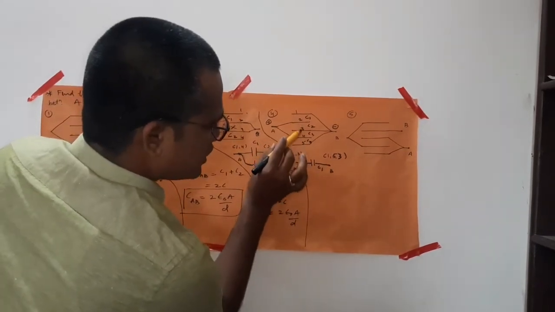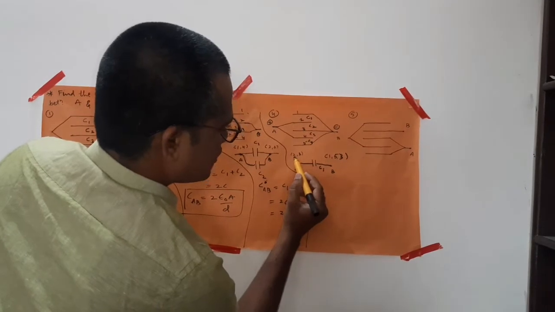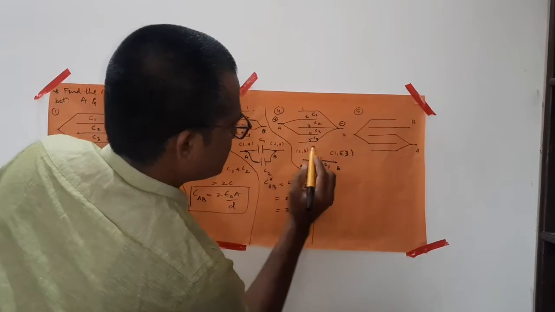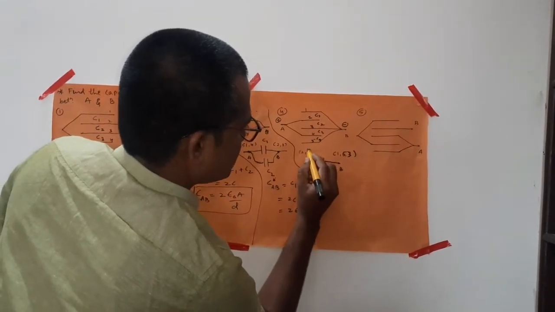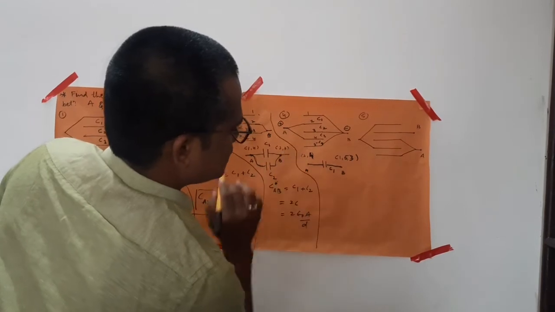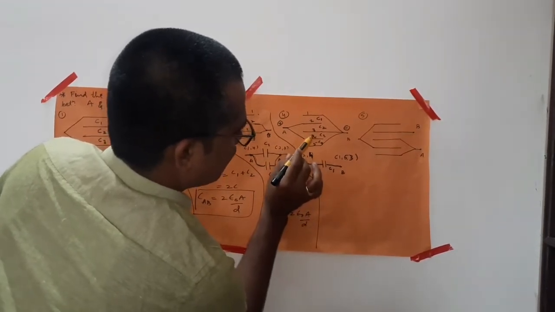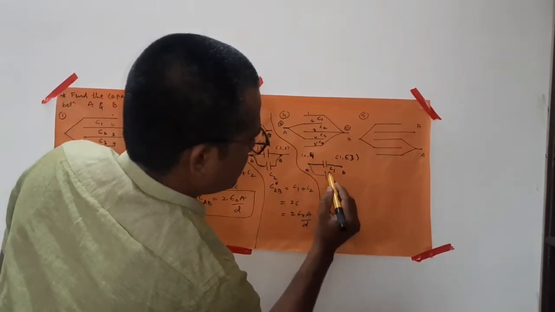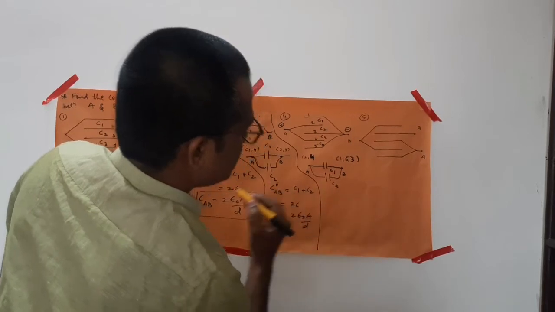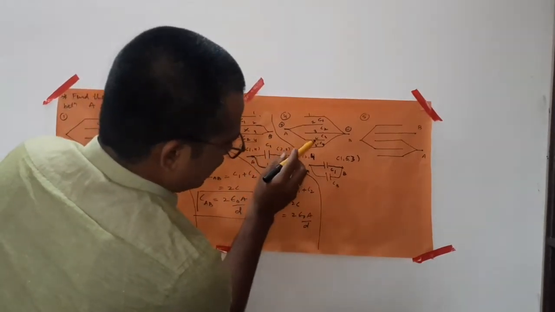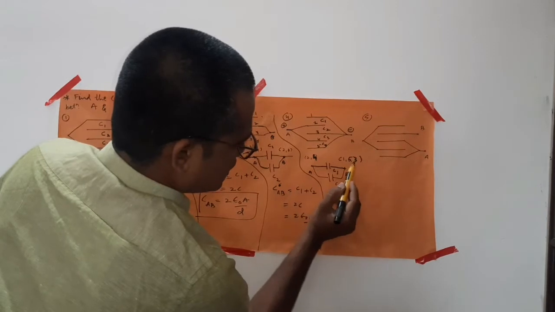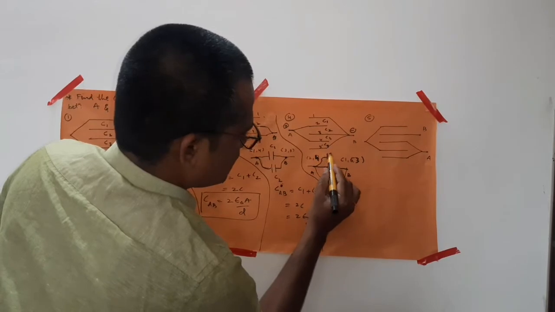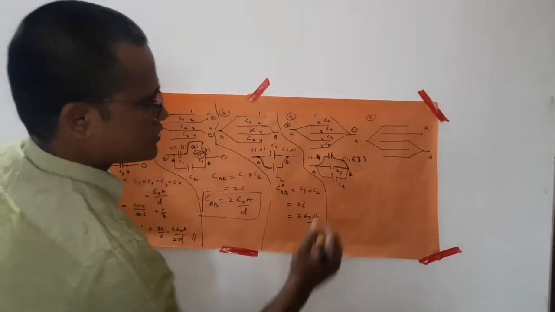Now, between 2 and 3, C2 is there. 2 is here. Here A is connected to 2 as well as 4, so I have to take 4 here. Now next, between 3 and 4, C3 is there. 4 is here, 3 is here. Let me take one more capacitor here. This is C3. Now between 4 and 5, C4 is there. 4 is here, and then 5 is here. I'll take one more capacitor here. So this is C4.